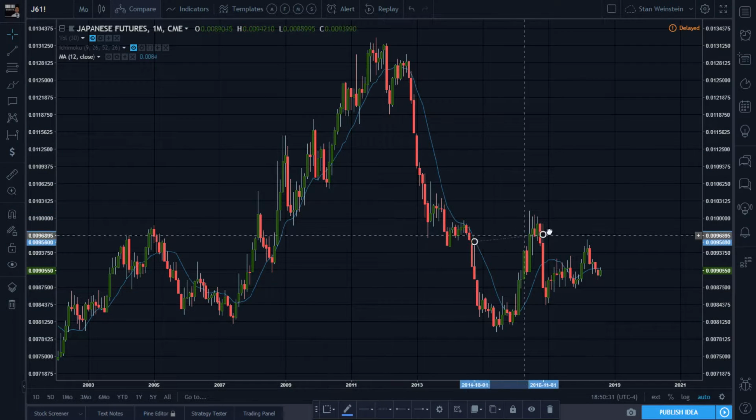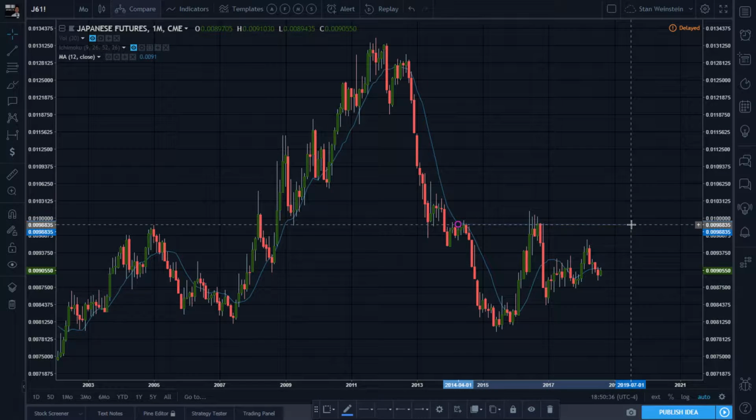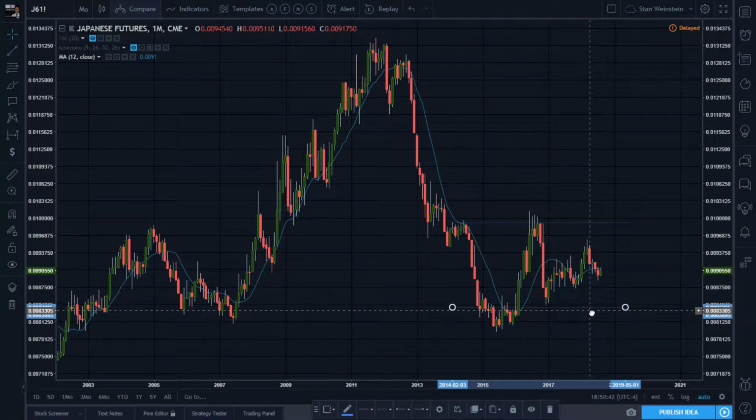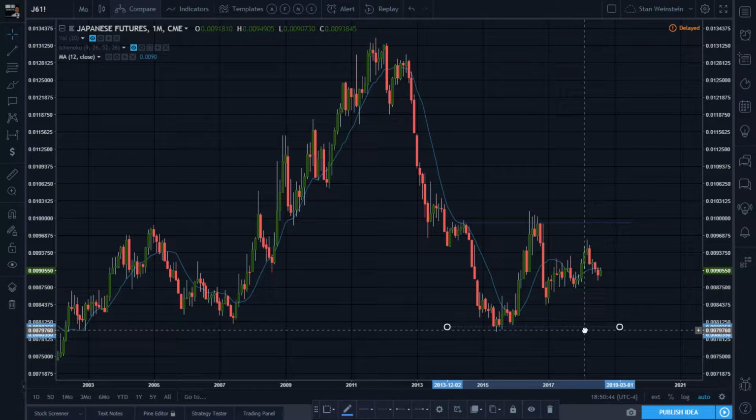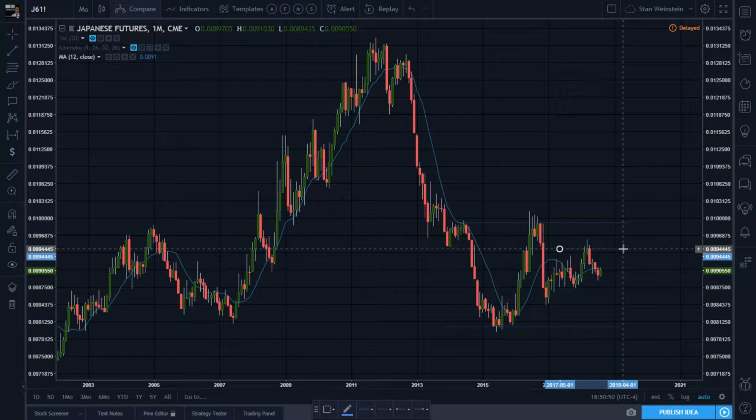All right, here we are. Let's define. So here is what the... Are we drawing out some resistance there? What about the support? Support's there. It's a recent high.